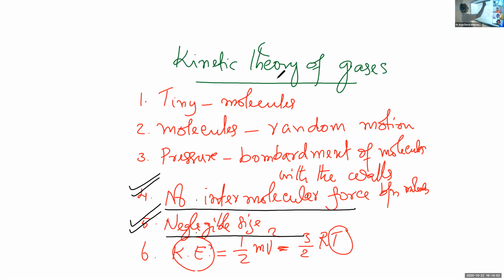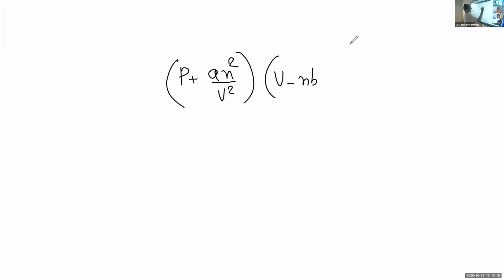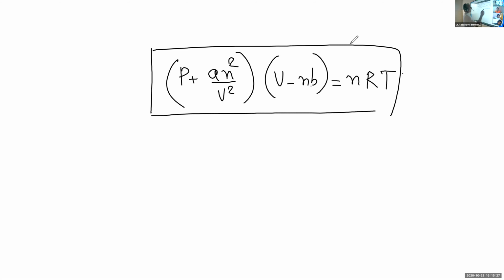Let us say the argument of van der Waals. So what did van der Waals do? He made a correction in the pressure and the volume also. He corrected the pressure as P plus a n square by V square, and the volume was corrected as V minus nb, that is equal to nRT. And this equation is called the van der Waals equation or the real gas equation.